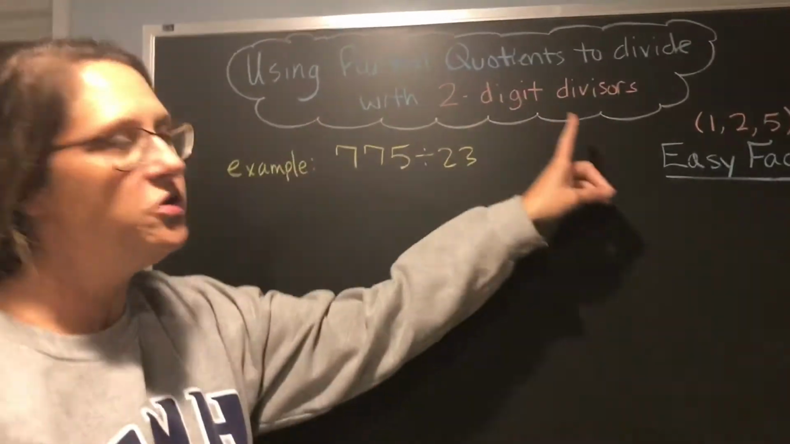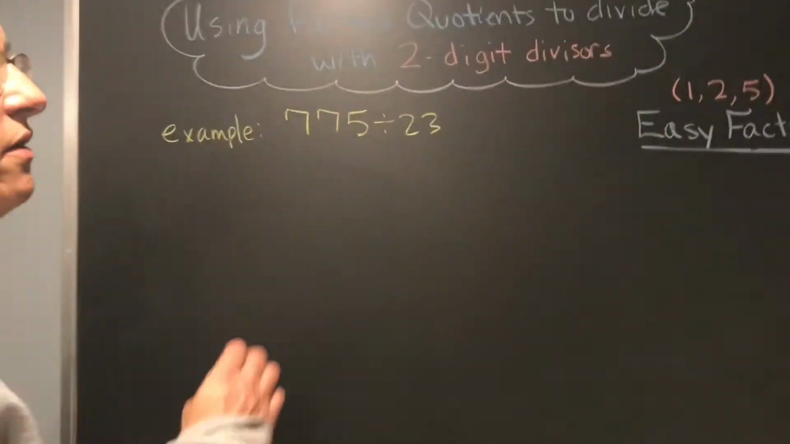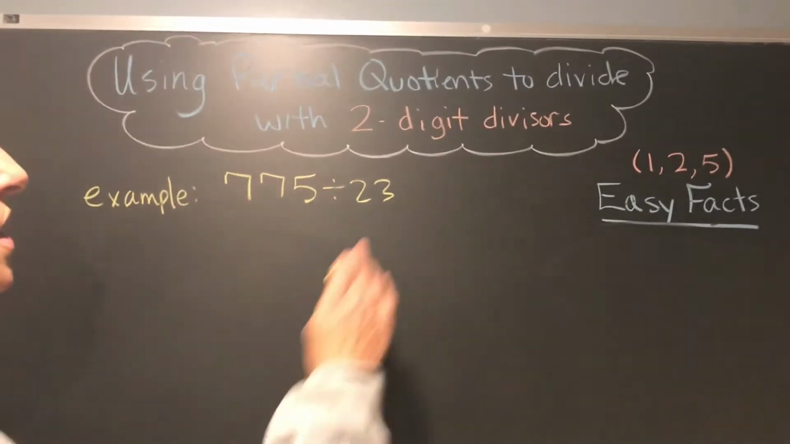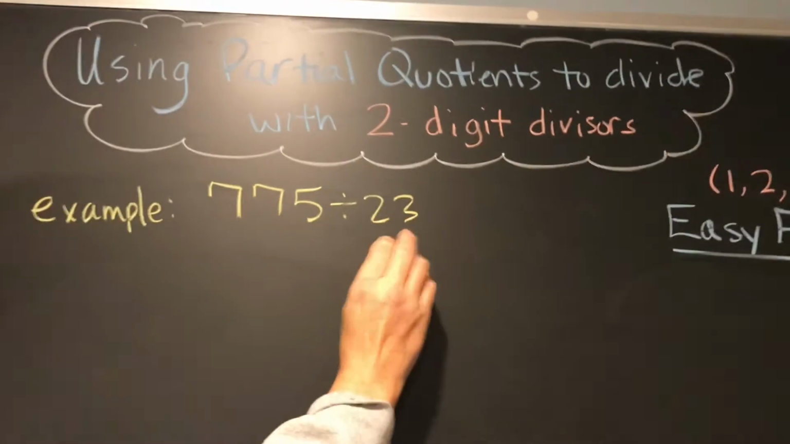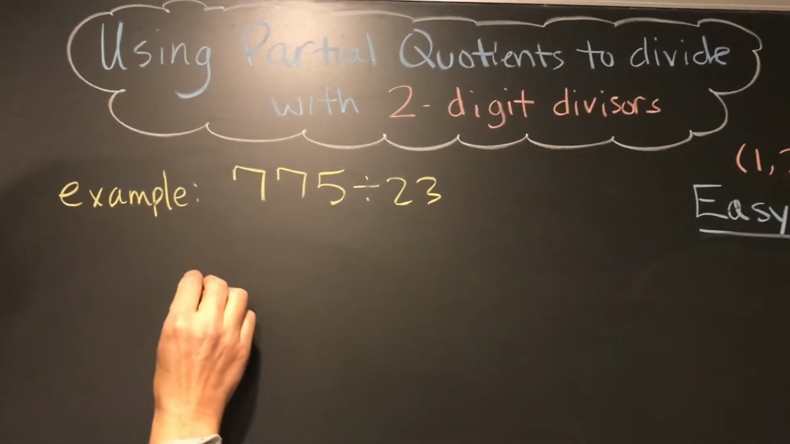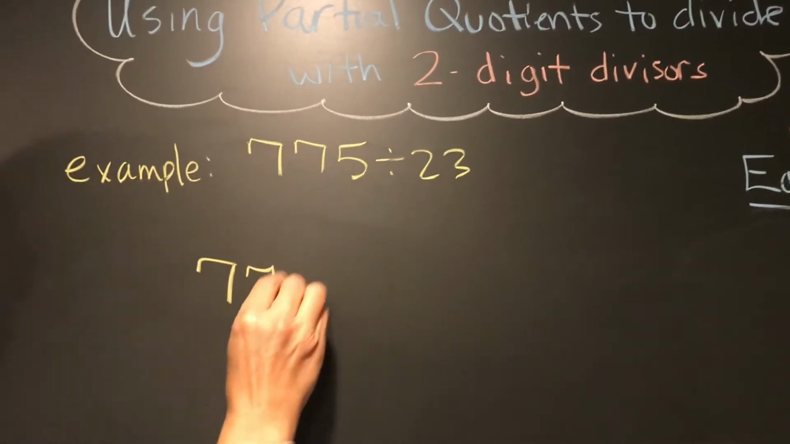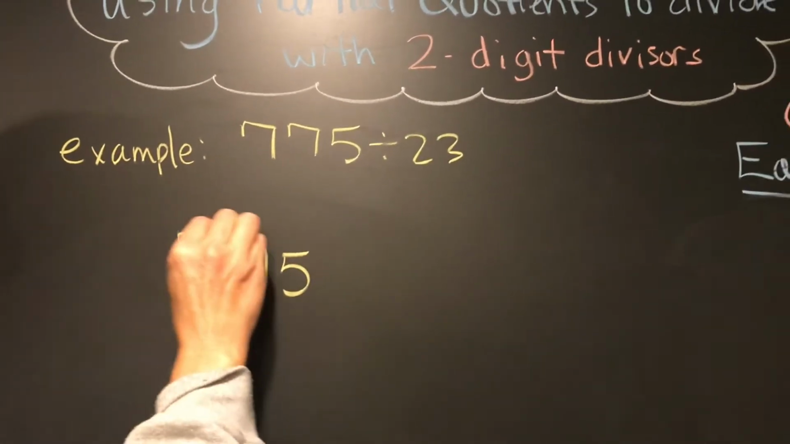All right, boys and girls, today we're going to learn about using partial quotients to divide with 2-digit divisors. So we already learned this with 1-digit divisors. Now we're going to learn it with 2. So we're going to do 775 divided by 23. There's our 2-digit divisor. I'm going to set it up like that.